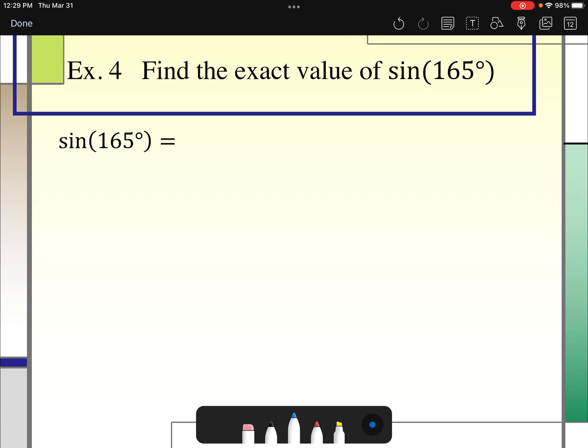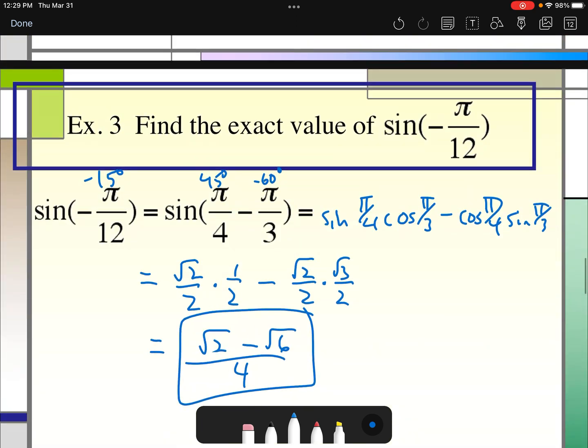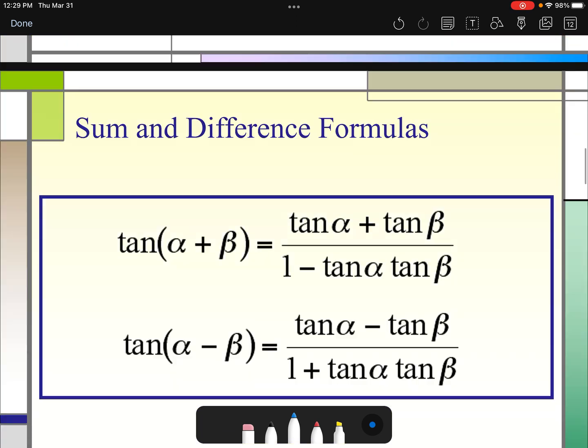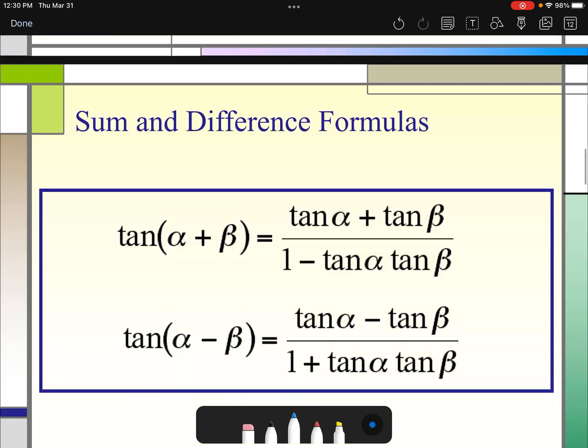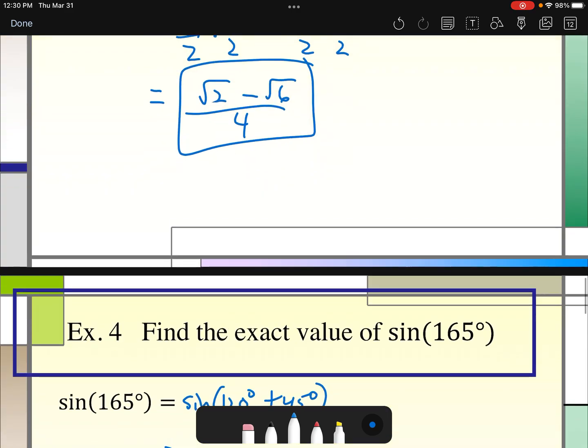And that's probably about it, actually. So I'm going to go with 130. No, I'm not. I'm going to use 120 and 45. Okay. Well, this is a plus, much like this. Oh, that was minus. So we have a sine plus. So it's sine cosine plus cosine sine.